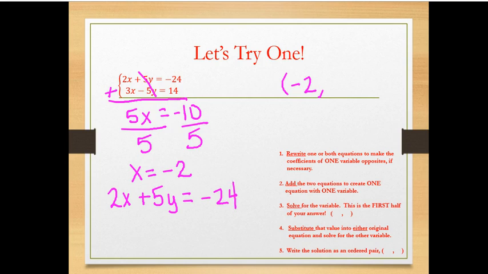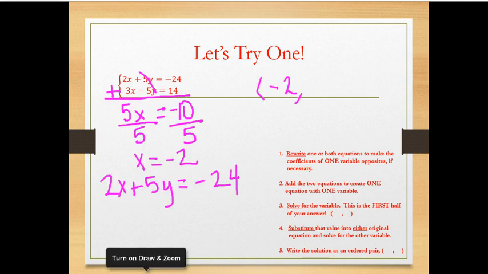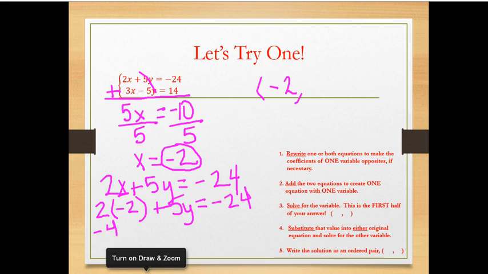So I'm going to take that negative 2 and plug it in for x. Okay, so we're going to replace the x. So we're going to have 2 times negative 2 plus 5y equals negative 24. So we'll have negative 4 plus 5y equals negative 24.